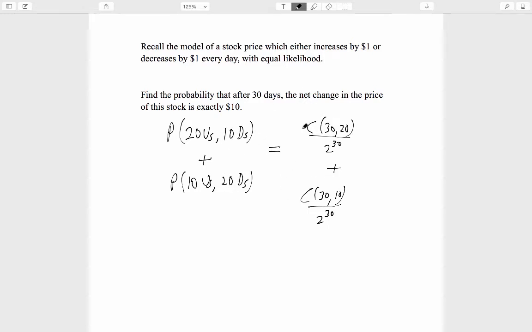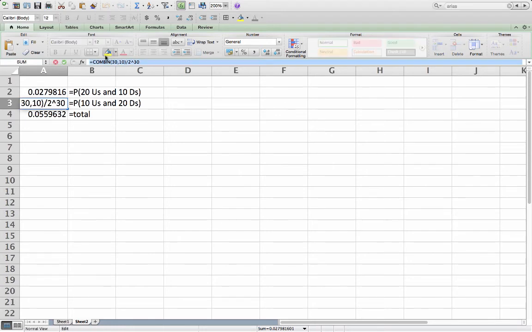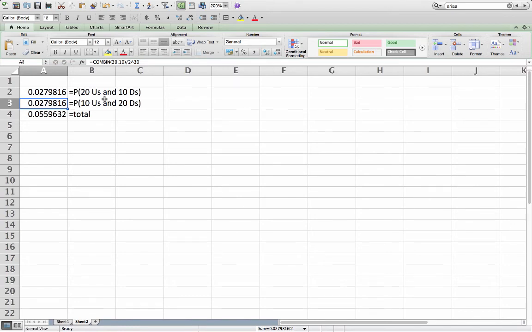And now the whole point of asking this question at the current stage in the course is that we have a formula that makes it practical to compute these probabilities. Let's go to the spreadsheet and see what it tells us. Here I've used the function mentioned in the last video, equals combin 30, 20 over 2 to the 30th. So that's computing the probability of 20 ups and 10 downs. Sure enough, we get exactly the same probability when we compute 30 choose 10 over 2 to the 30th. That's the probability of 10 ups and 20 downs.